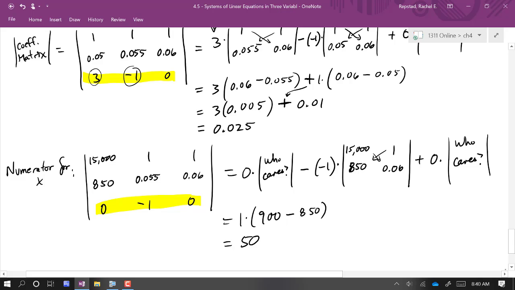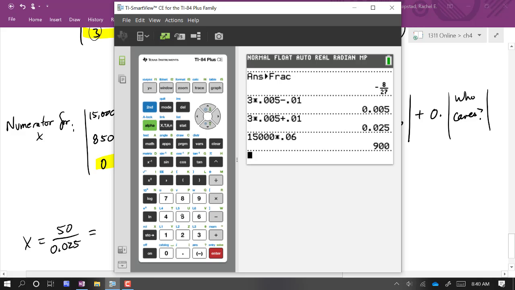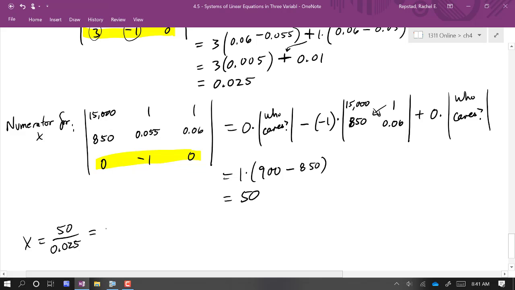So now we know enough to solve for x. Let's find x. We know that x is 50 divided by 0.025. So we get 2,000. So that's $2,000 invested at 5%.